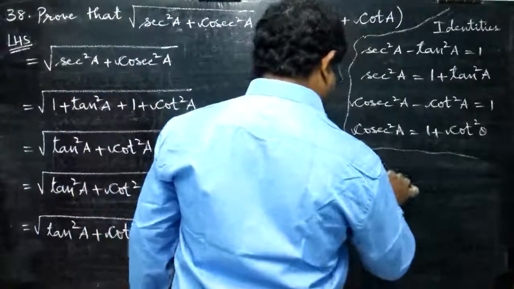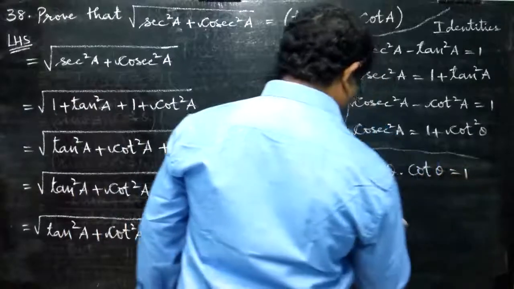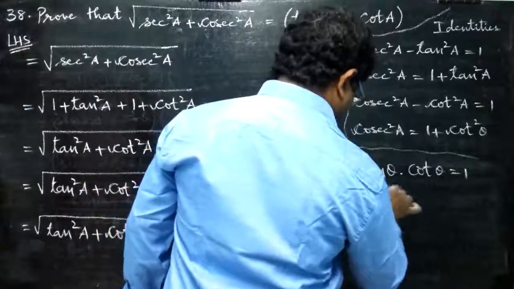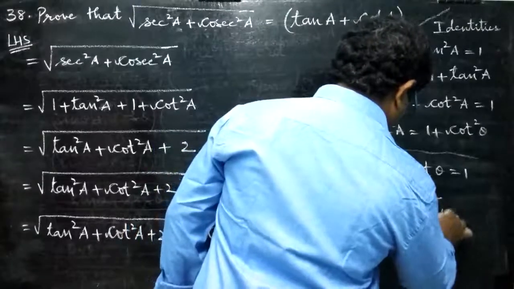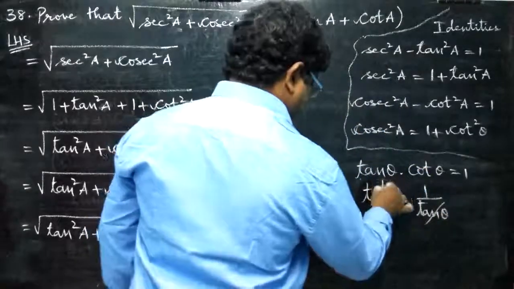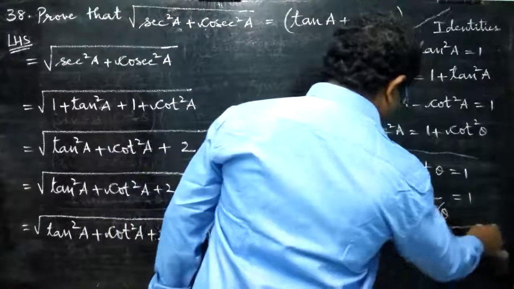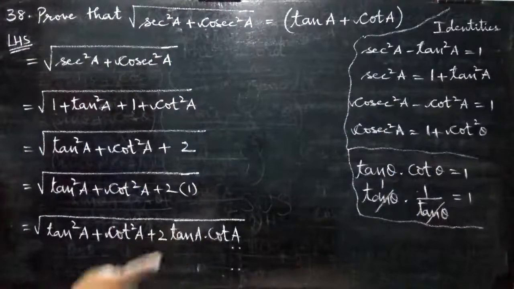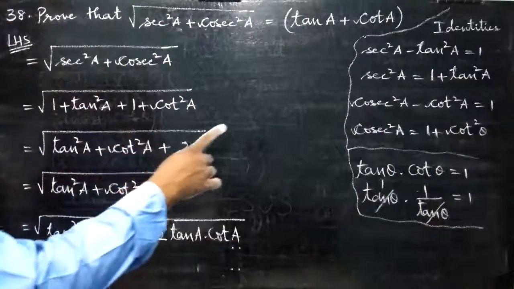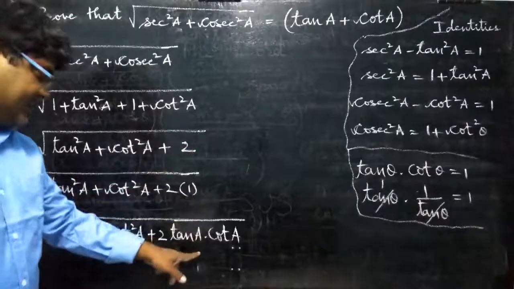Tan theta into cot theta is equal to 1. How? Tan theta, we can write cot theta as 1 by tan theta. So tan theta goes one time. 1 ones are 1. This also we have learned: sin theta into cosecant theta is 1, cos theta into secant theta is equal to 1, tan theta into cot theta is equal to 1. So in this one place I have written this one.